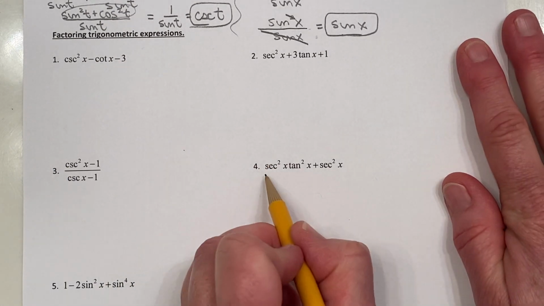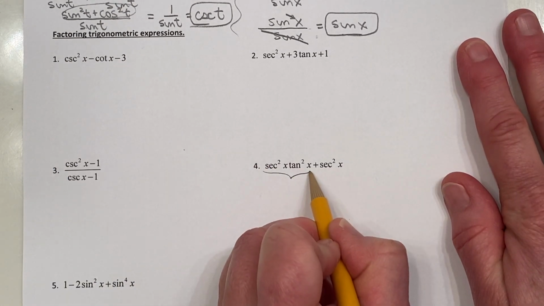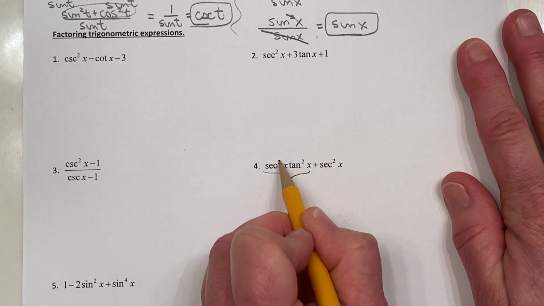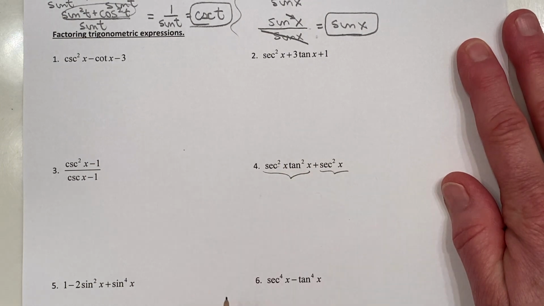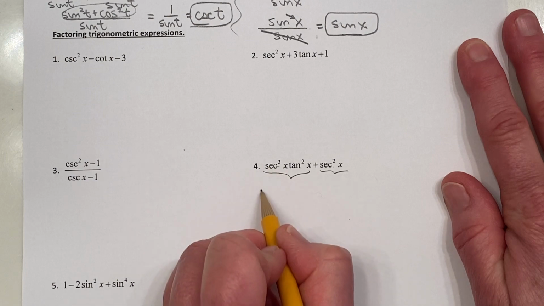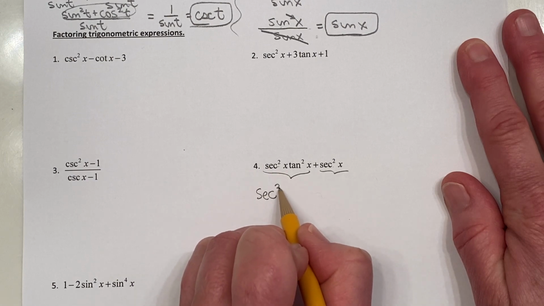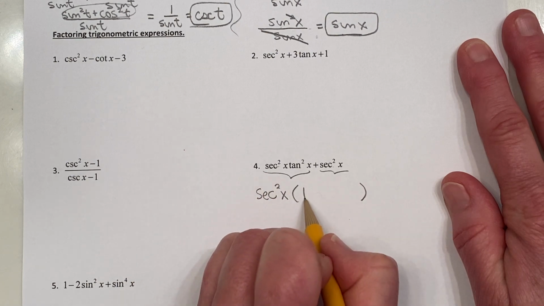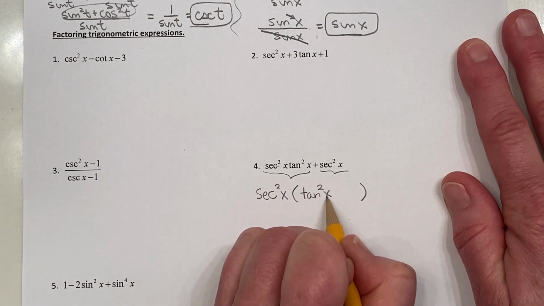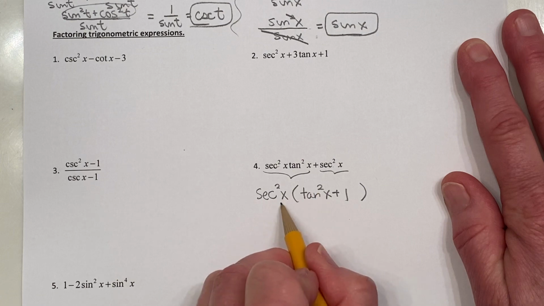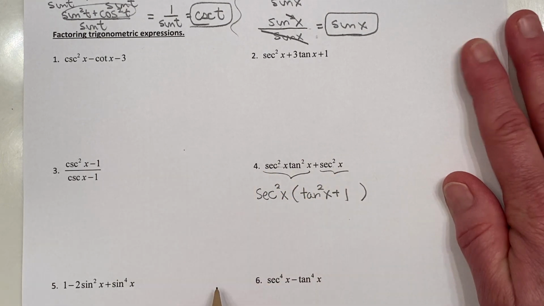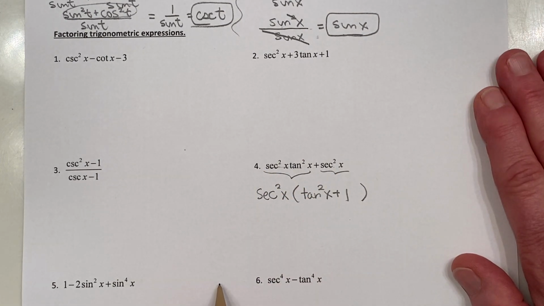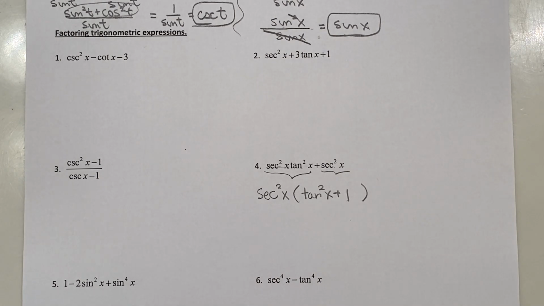Factoring. Well, this is one term. It's a product of secant squared x and tangent squared x, and this is another term. I see that I have a secant squared x in both terms, so let's factor that out. Check your work by distributing back in, making sure you get back up here. So am I done? Well, yeah, I did factor, but should I do some simplifying? Probably.